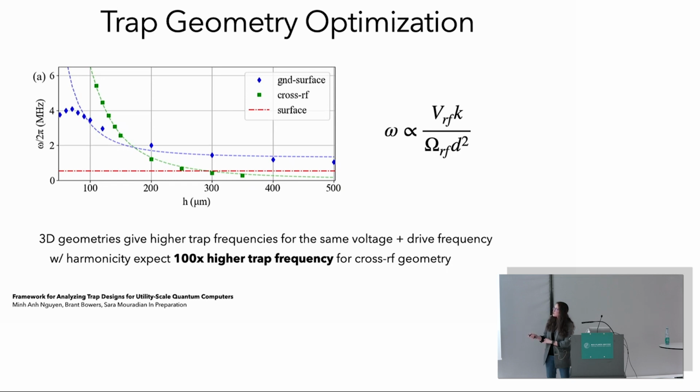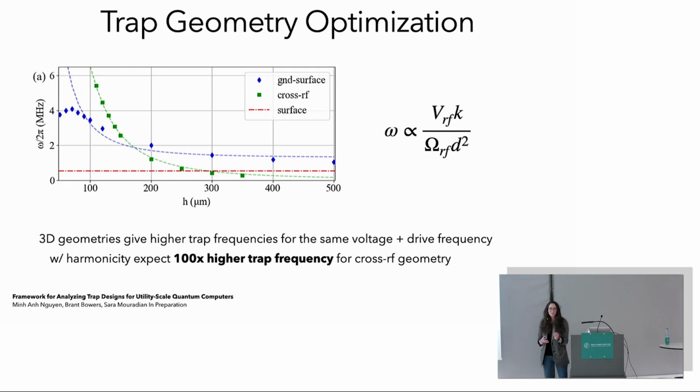But if we put together this fact and the fact that the cross RF trap gives a much more harmonic potential, we can actually get 100 times higher trap frequency in the cross RF geometry than we can in the surface trap with the same voltage. So this gives us hope. It's a little bit trickier than that.